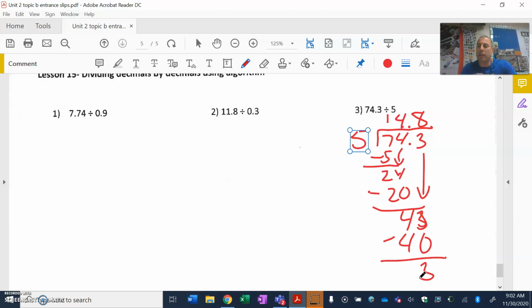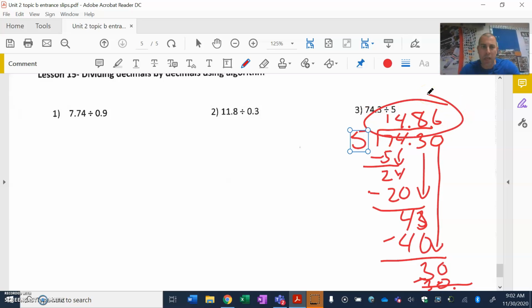So typically, remember we talked about adding a decimal, but hey, the decimal's already there. No need to add anything onto it. So we're allowed to simply add our 0 and bring it down, and we smile. Because how many groups of 5 can you pull out of 30? Exactly 6. There we go. 5 times 6 is 30. Show is over. Ta-da! 14.86 is our answer. Okay, so let's go back, and now we're going to look at questions 1 and 2.